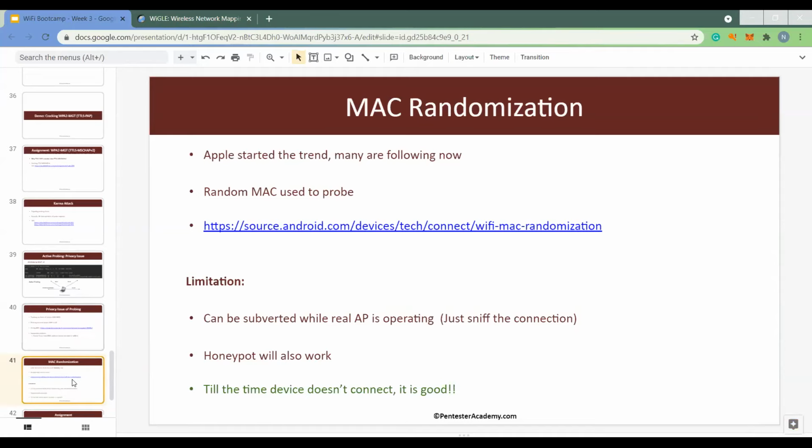Now, due to these privacy issues of active probing, what companies actually did, they started with MAC randomization. Apple started this trend. First of all, this MAC randomization thing came with Apple. So when your phone is probing, at that time it is going to use fake MACs. So you cannot track it around the city then, because it is changing MACs. It is not using its real MAC.